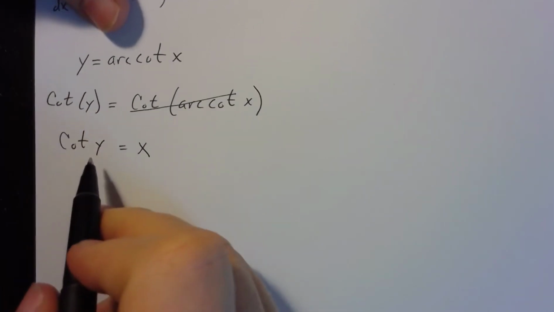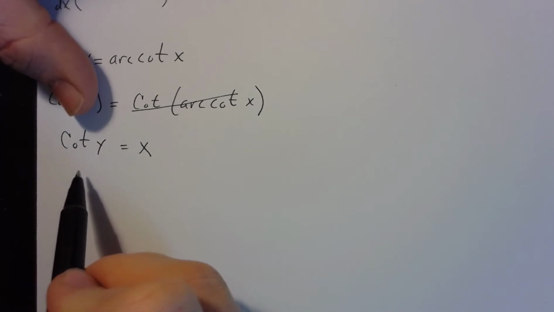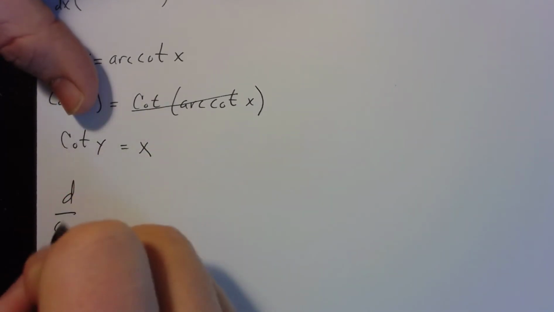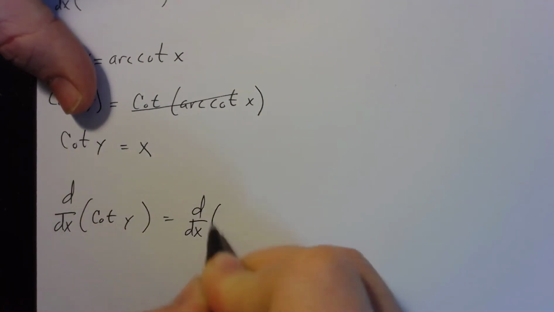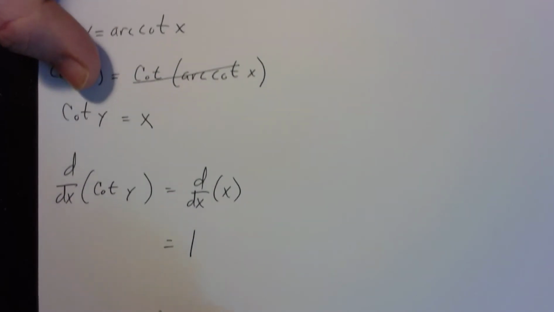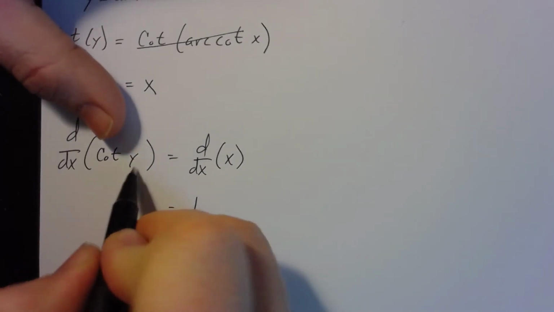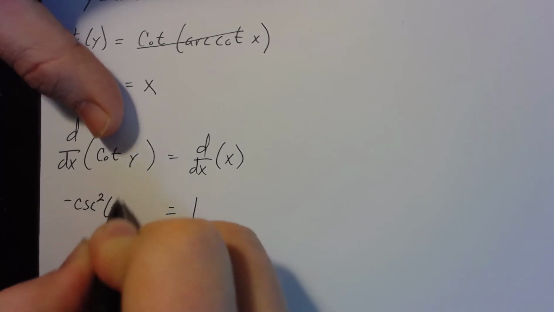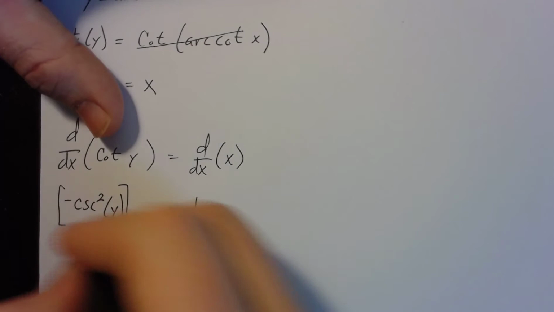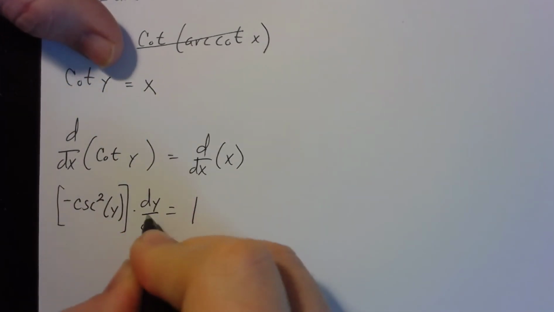This right here I can actually take the derivative of, because I know what the derivative of cotangent of anything is. So I'm going to start by taking the derivative of both sides: the derivative of cotangent of y equals the derivative of x. Now the derivative of x is simply 1. And the derivative of cotangent is, again, recall, negative cosecant squared. So when I take the derivative of cotangent of anything, I get negative cosecant squared of that thing. I'm going to multiply it by the derivative of the inside, where the inside is y. So I get dy/dx.